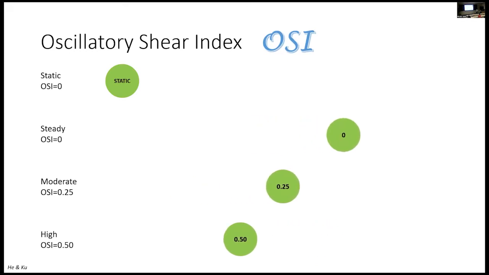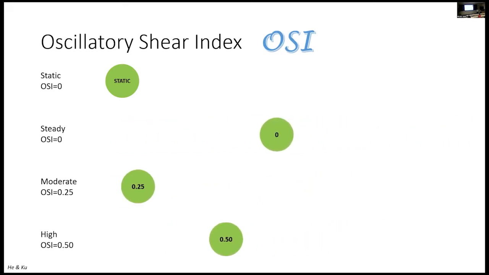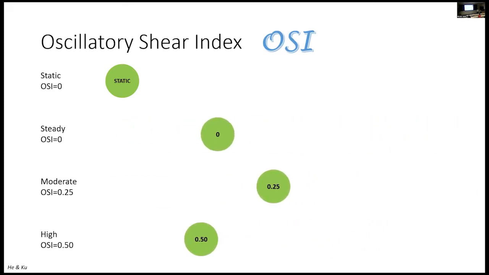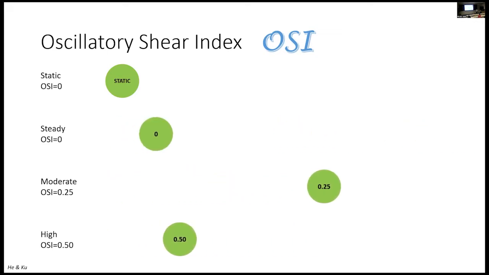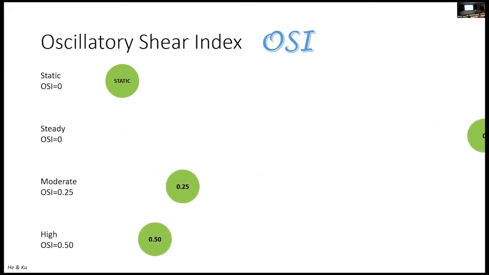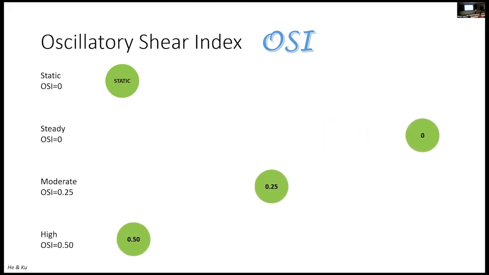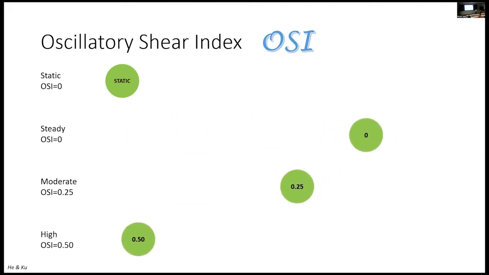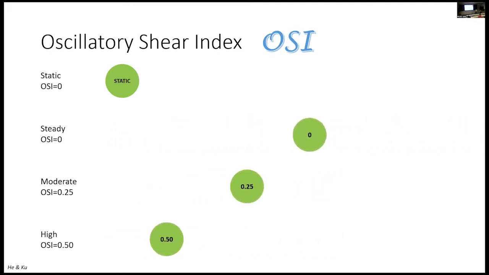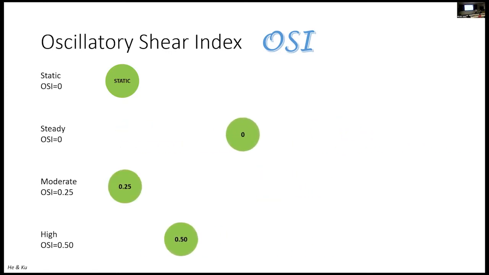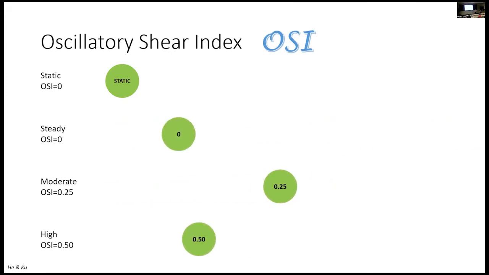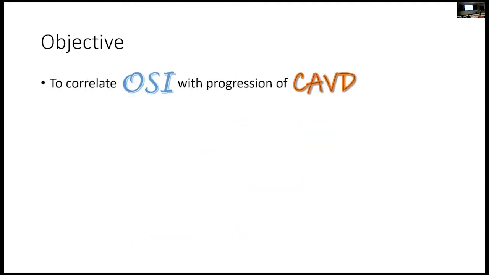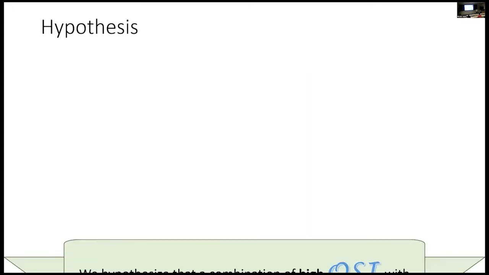So this is an animated picture of what different OSIs look like. As we can see, when OSI is 0, the flow is either static or steady with no reverse direction of flow. But at OSI 0.25, we have some moderate flow oscillation, and at 0.5 OSI, we have a full oscillation. So the objective of my study is to correlate OSI with progression of calcific aortic valve disease.